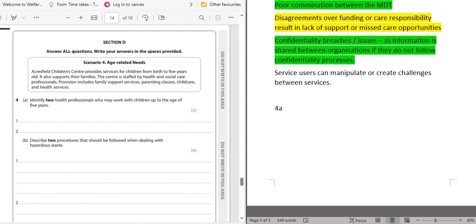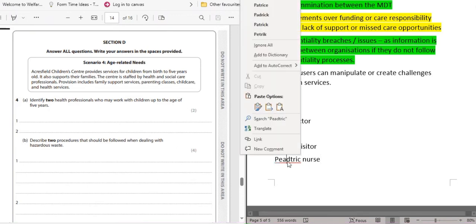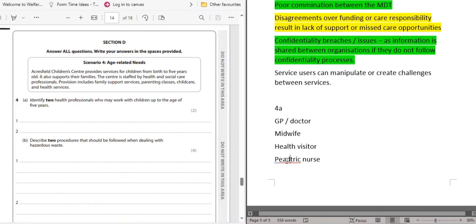So quite a range here, but I'm going to just go with GP/doctor. I'm going to go with our general practitioner. I'm going to say a midwife. I'm going to put health visitor. And I'm going to go with pediatric nurse. I'm going to take a little, got to spell. Pediatric nurse. There we go. I'll take a little gamble on pediatric nurse. So I've given 4. We only needed 2.